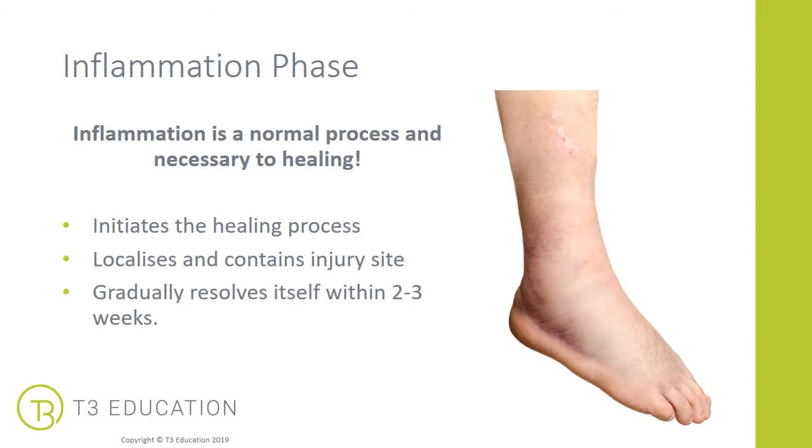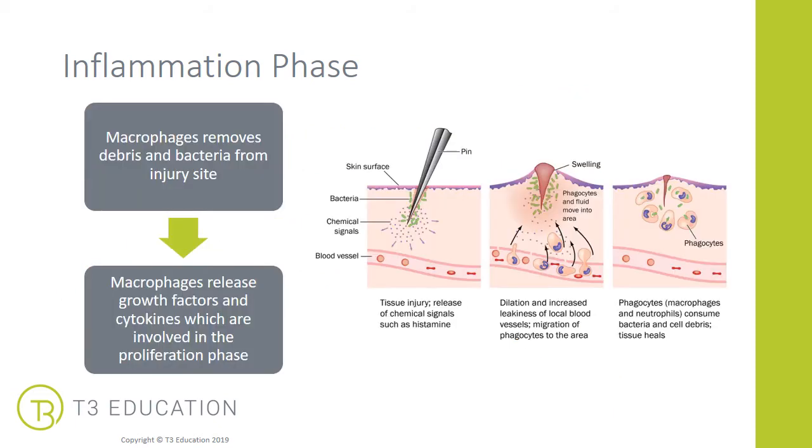The next phase is the inflammation phase. Now, just a note that inflammation is completely normal and it's a necessary process to help with tissue healing. So it's important that we have that within our healing processes. Inflammation is not bad. What inflammation does is it initiates that healing process. It keeps that injury localized and contained, and it will gradually resolve itself within 2 to 3 weeks. But it is a normal process that has to happen.